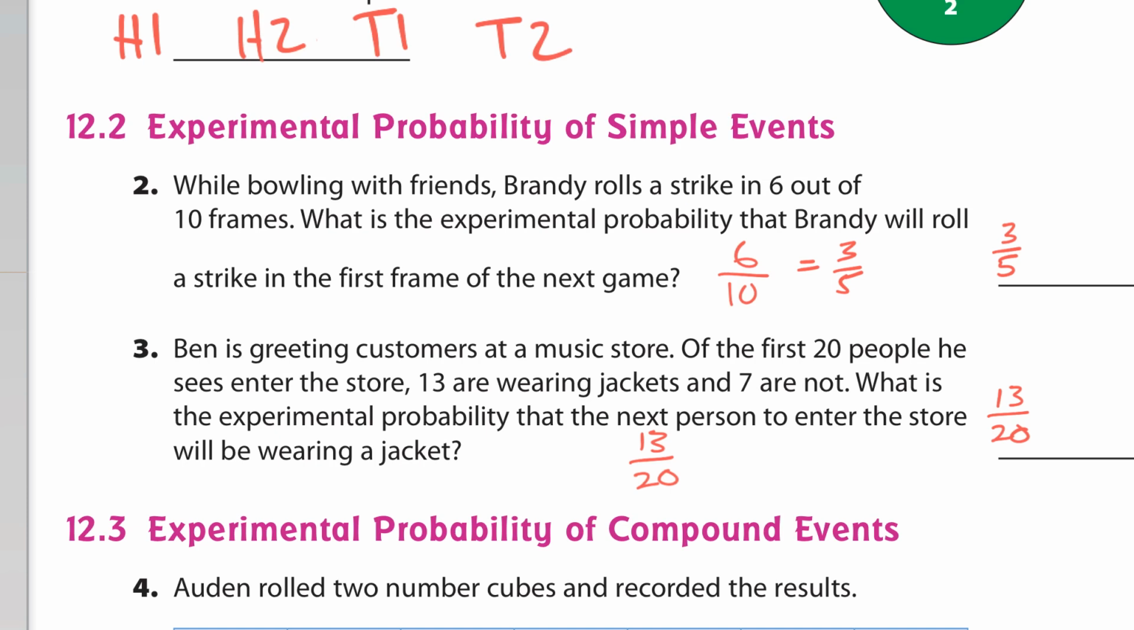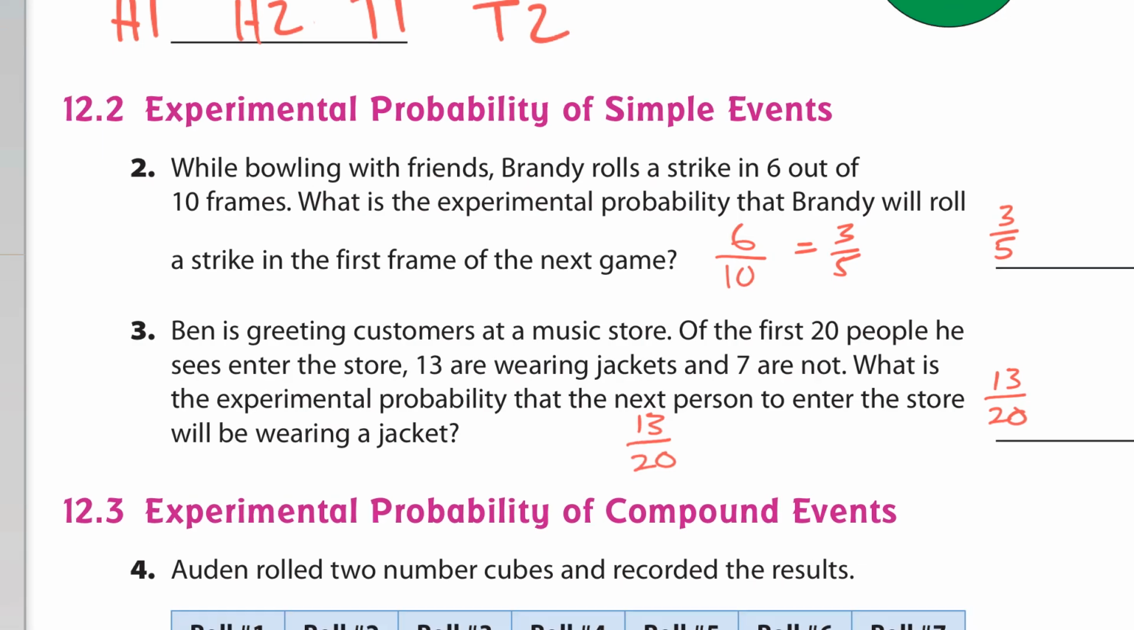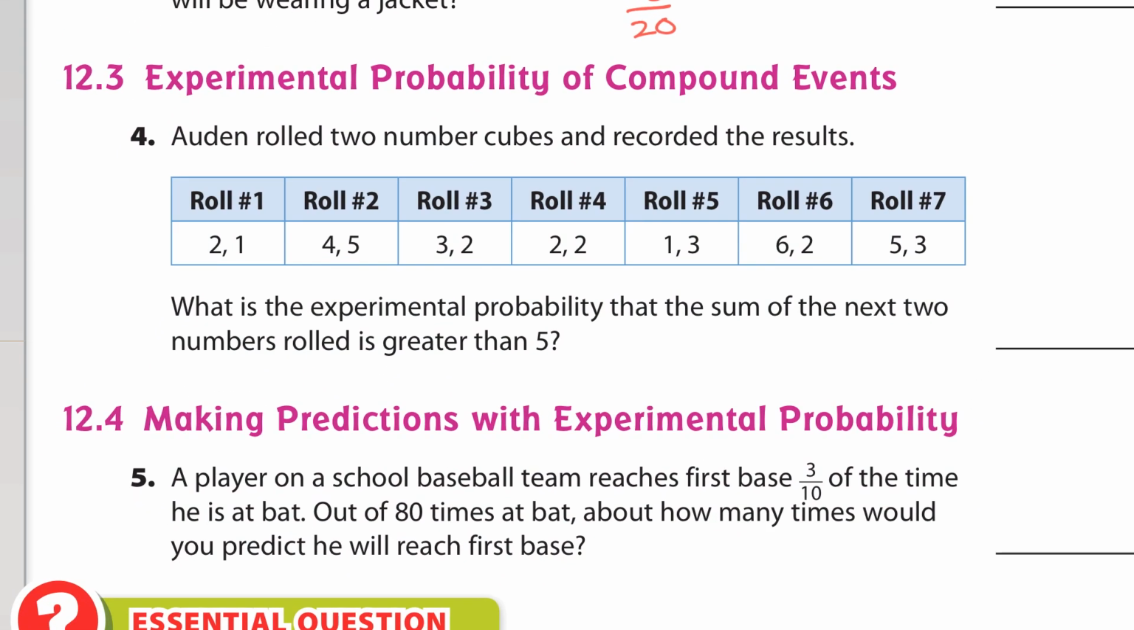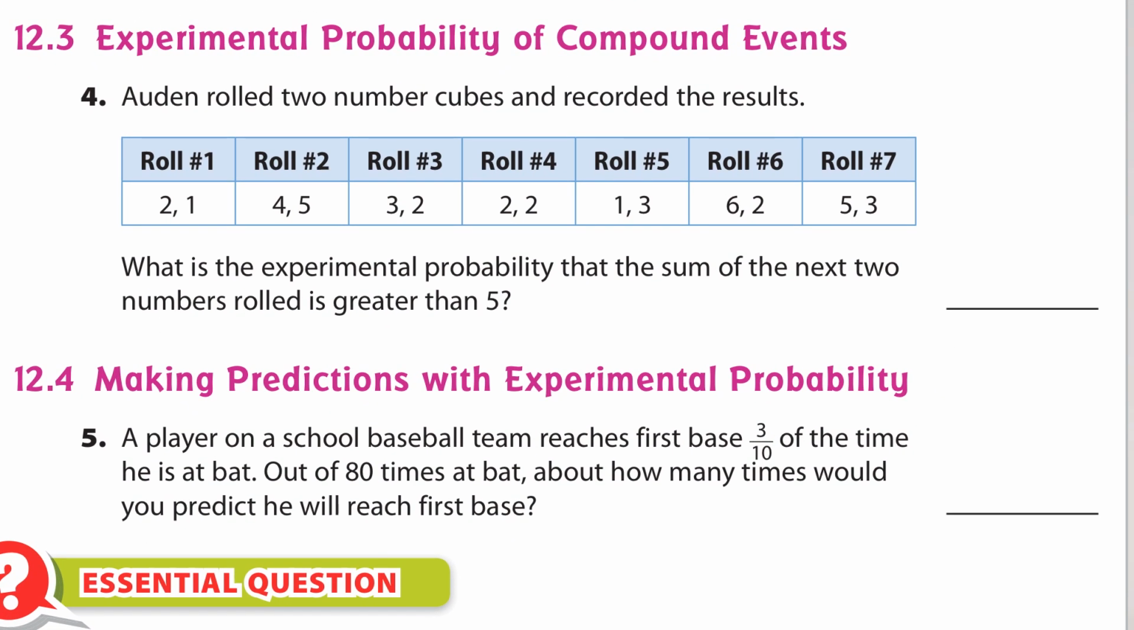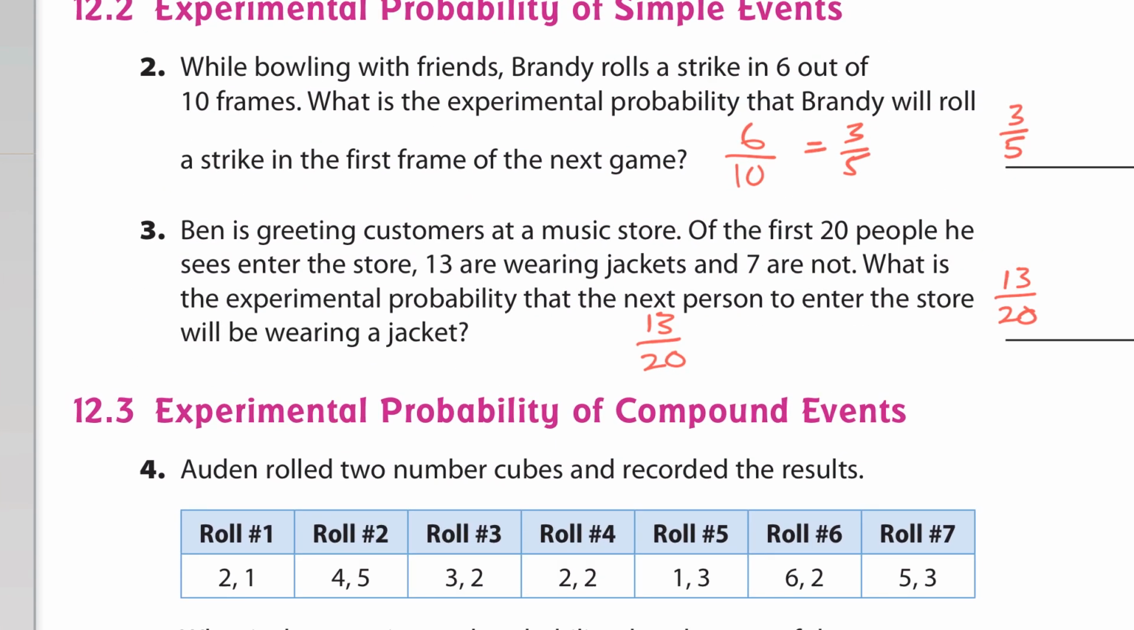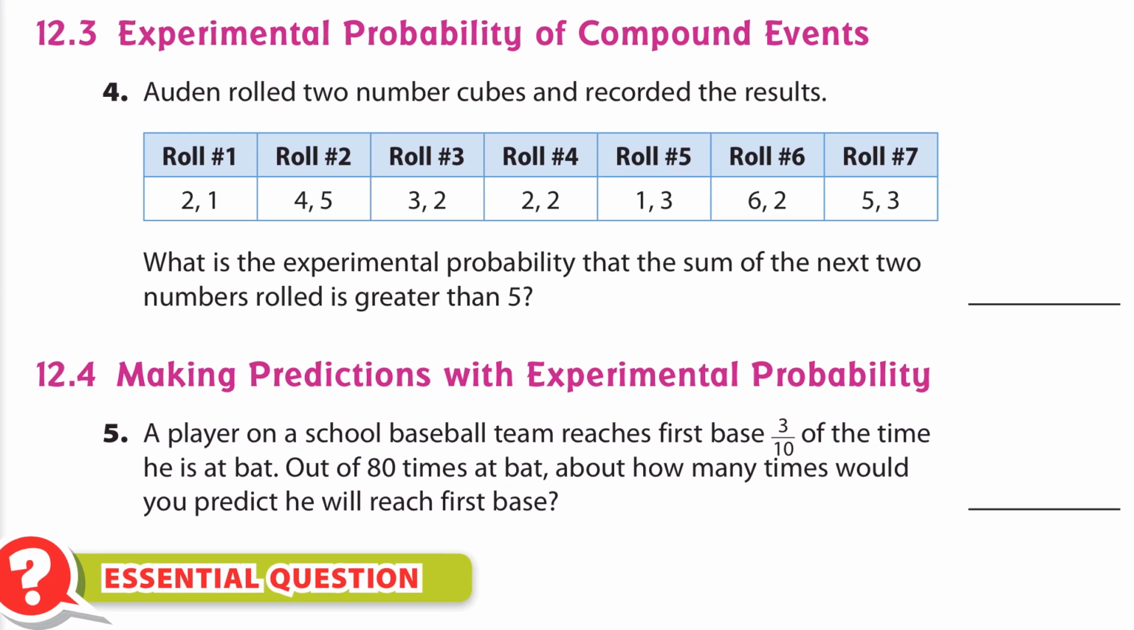Okay, now the next thing we have is experimental probability of compound events. That means that it's two simple events that happen. And a simple event is simply something that just happens, like what we had up here. A simple event would be doing one thing, like rolling a strike in bowling, or picking out the people that wear jackets. That's a simple event. So we have at least two events here.